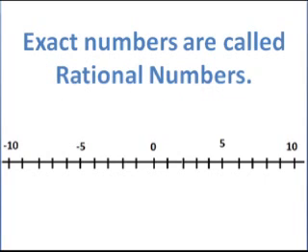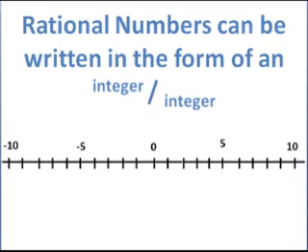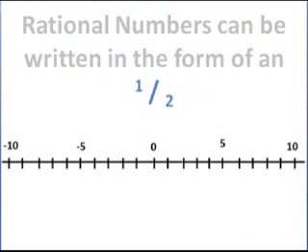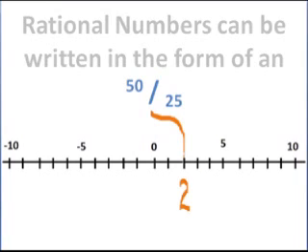Exact numbers are called rational numbers, and they fit the form of an integer over an integer. Here we have 1/2. That's an integer over an integer, and it falls about there on the number line. But 2/1 is also an integer over an integer, and that's just another fancy way of writing the number 2, and it falls there on the number line. 50/25, that's an integer over an integer, and it's just a fancy way of writing the number 2 as well, and it falls there on the number line.